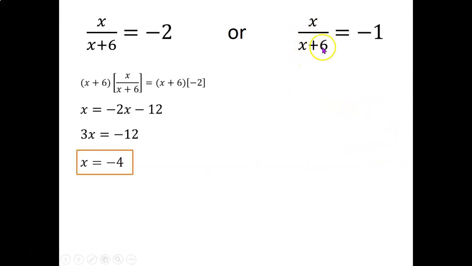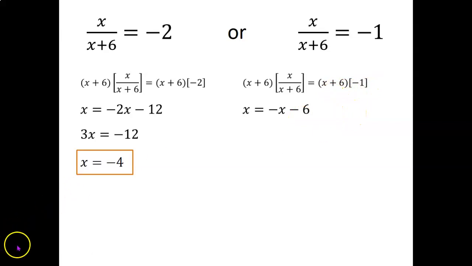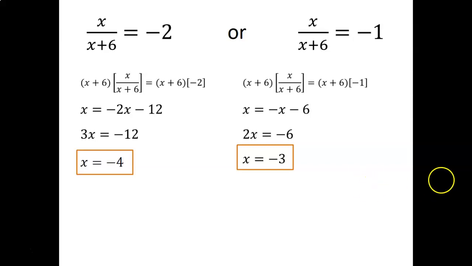When I take x over x plus 6 equals negative 1 and multiply both sides by x plus 6 and cancel, I get x equals negative x minus 6. Add plus x to both sides, and we get 2x equals negative 6. Divide both sides by 2, we get x equals negative 3. So that's the other final solution, the other thing that x could be for the equation to be true.